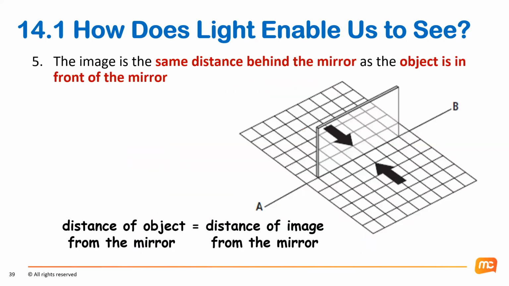And lastly, the image is the same distance behind the mirror as the object is in front. We say that the distance of the object from the mirror is equal to the distance of the image from the mirror. Again, it must be written in a complete sentence.